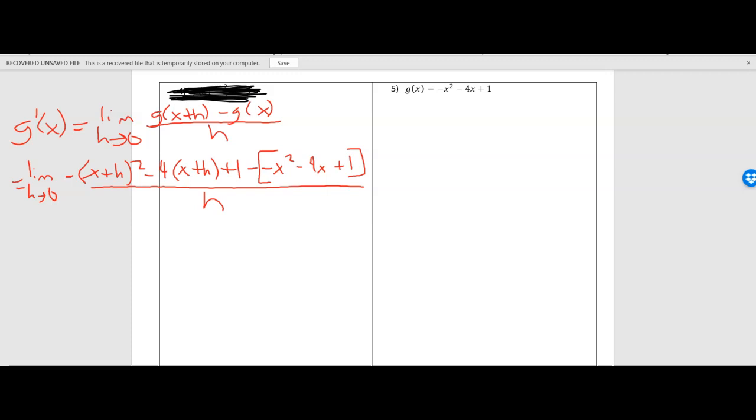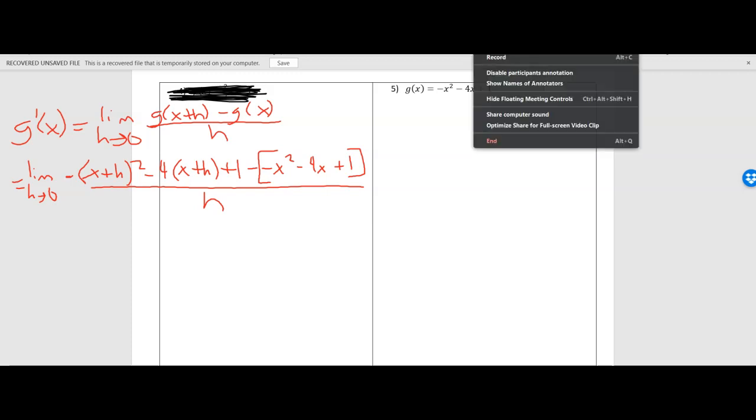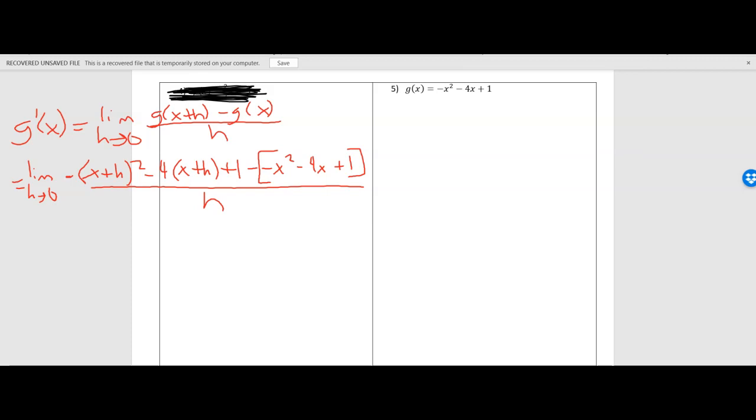This is going to come out as an indeterminate form. All right, so we do need to do some factoring here. But first we are going to multiply some of these expressions out before we do that.